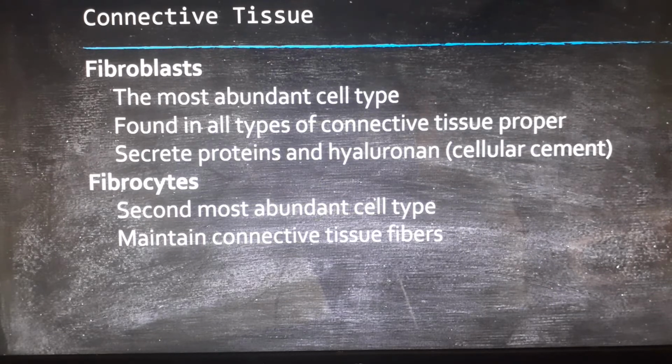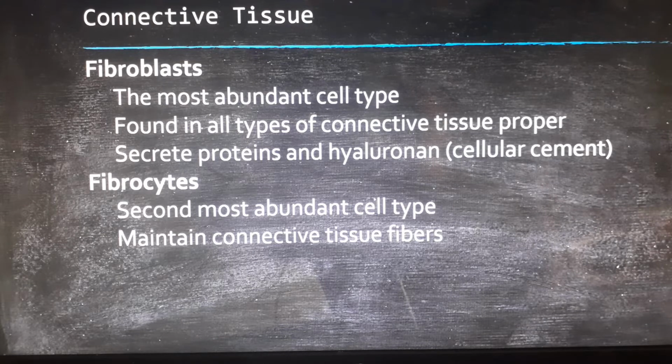Now, cells that we are going to see. The first part of the cell name tells you which tissue or what part of the tissue, and the second part tells you what it does for the matrix. So a fibroblast, the suffix blast means to build matrix. Fibroblasts are going to be the most abundant cells in all of our connective tissue propers. They're going to secrete all of our protein fibers.